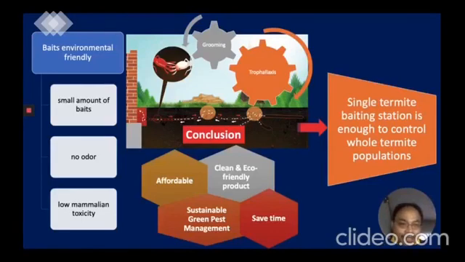As users, we save money, because generally for a regular double-story terrace house, the cost of a termite baiting system is about 4,000 to 6,000. The cheapest can go around 3,000 plus, but that's still expensive here. Imagine if you place only one active termite baiting station with one IGR bait, and the effect is similar to the regular practice. That means it's affordable, and also a clean and eco-friendly product. So the single termite baiting station is enough to eliminate the whole termite colony.